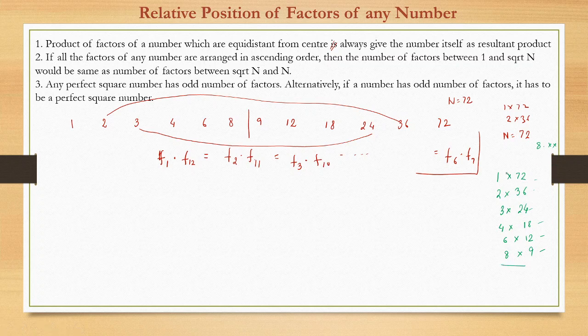The number of factors less than root n, which is 6, would be the same as the number of factors which is more than root n, which is this 6. So the same concept I have tried to rephrase in words. If all the factors are arranged in ascending order, then the number of factors between 1 and square root n, so that is from 1 to 8, will be the same as the number of factors which is greater than square root n but less than n, which is 9 to 72. Both are the same in number, which is 6 each.